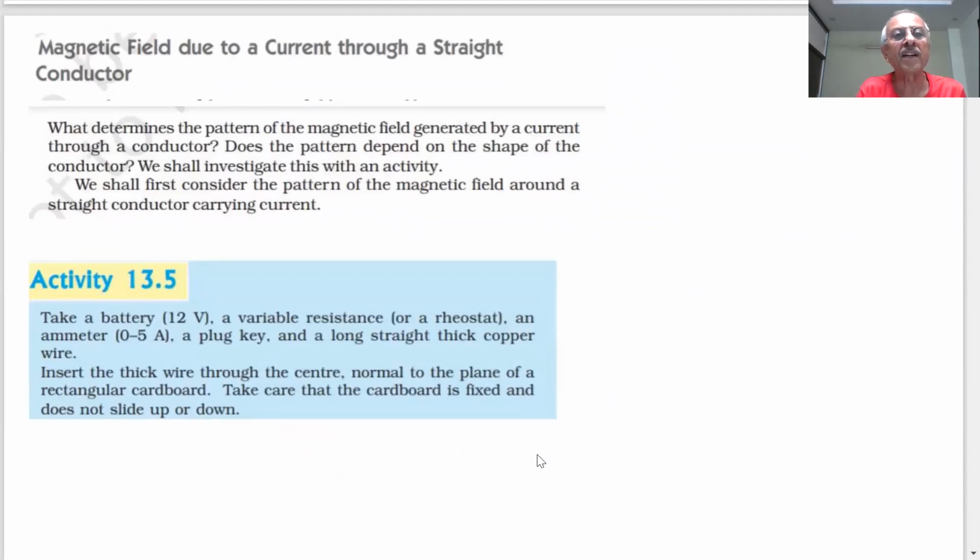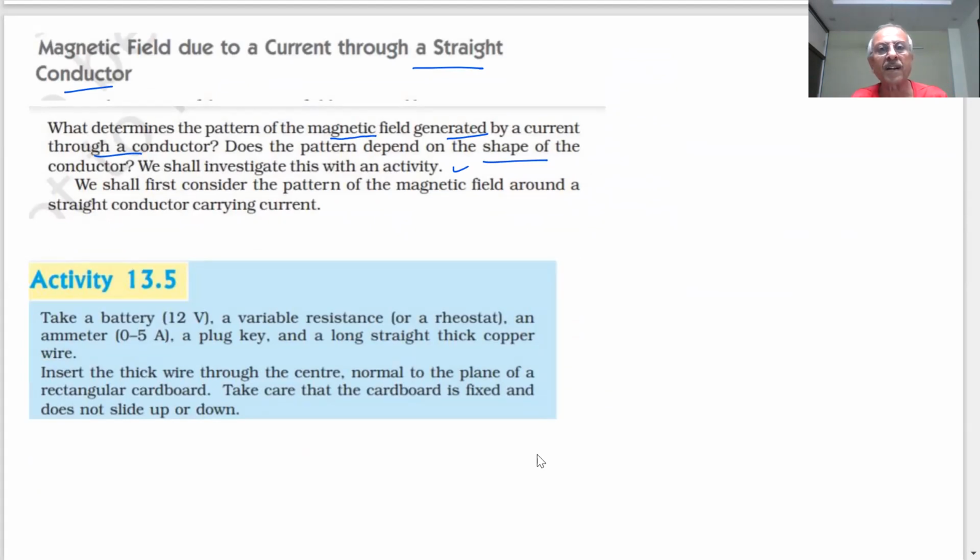Now we are saying magnetic field is produced due to current through a straight conductor. This is absolutely clear, no problem in this. Any straight conductor through which you pass electric current will generate a magnetic field around it. What type of pattern will be observed? What determines the pattern of the magnetic field generated by the current through a conductor? Does the pattern depend on the shape of the conductor? This is to be investigated by an experiment, by an activity.